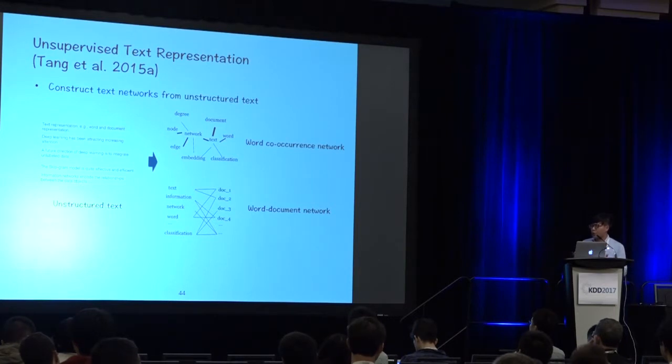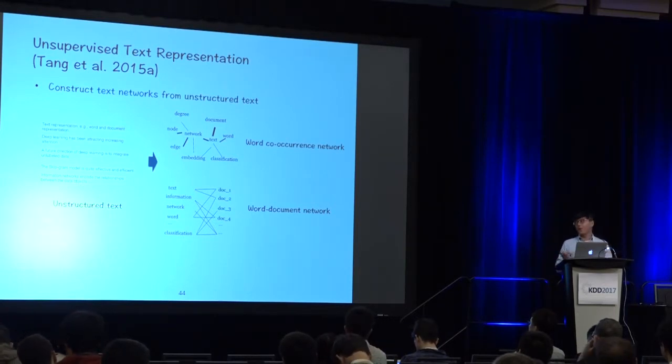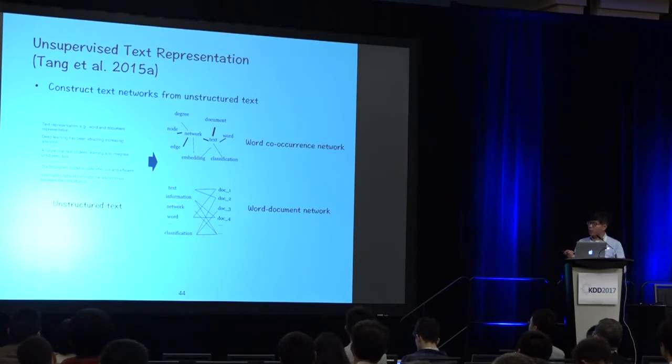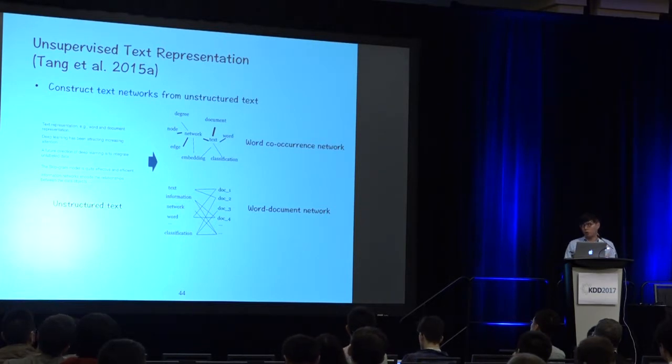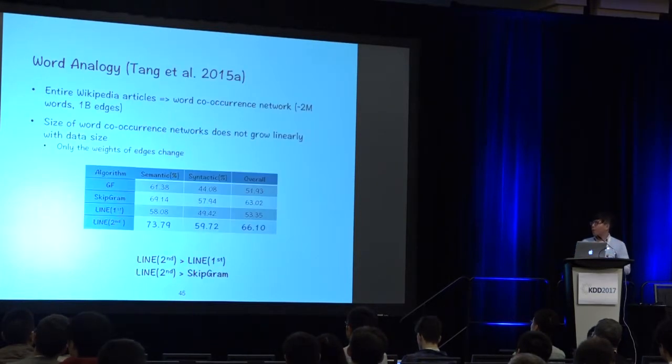We can also construct the word document network, which is essentially a bipartite network. The weight between every word and every document is the frequency of this word in the document. By embedding the word document network, we can obtain both word embeddings and also document embeddings. Okay. And we evaluate the quality of the word embeddings using the task of word analogy, which is a typical task for word representation evaluation.